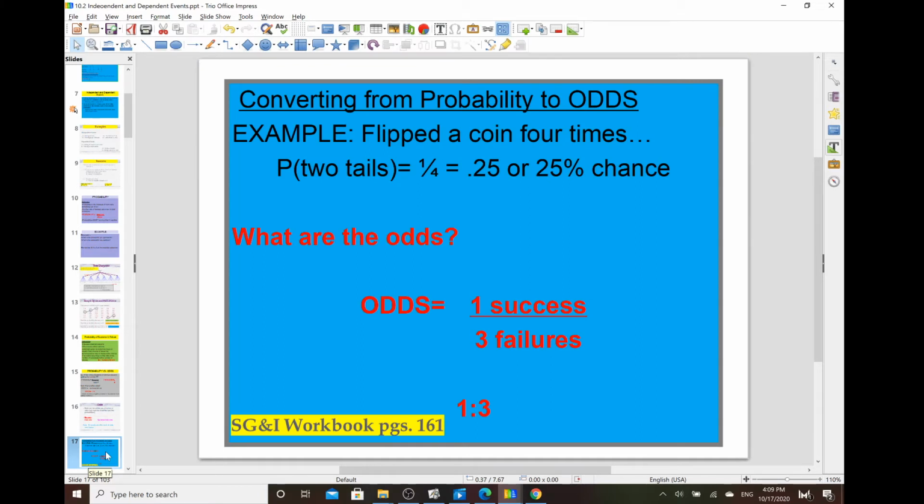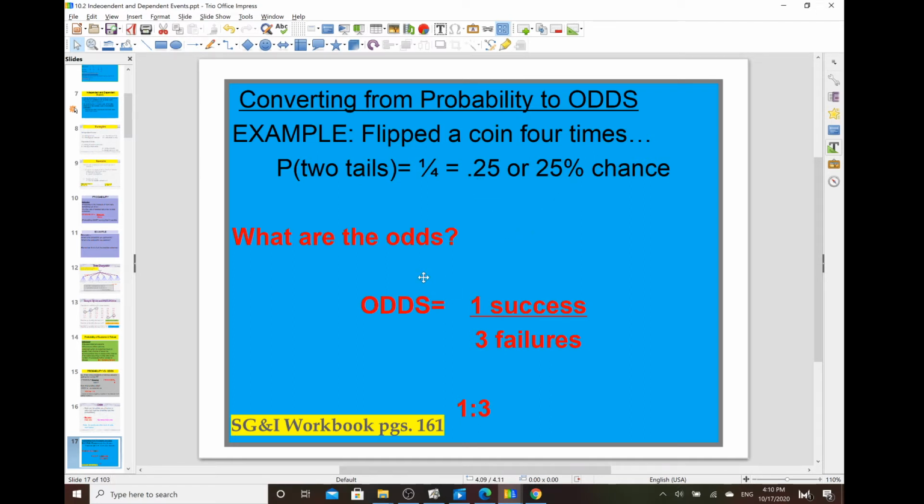Converting from probability to odds. Flip a coin 4 times. The probability of 2 tails would be 1 over 4. The reason why it's 1 over 4 is that it's 1 over 2 times 1 over 2. The first coin flip has 1/2 probability of getting the tail, and the other coin flip is also 1 over 2. So 1/2 times 1/2 is 1/4, which is exactly 0.25 or 25%.